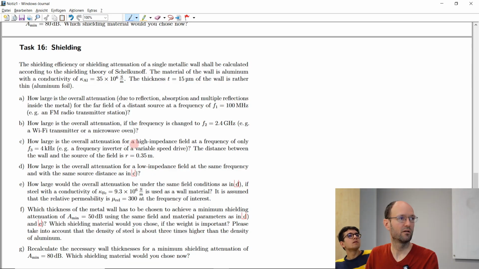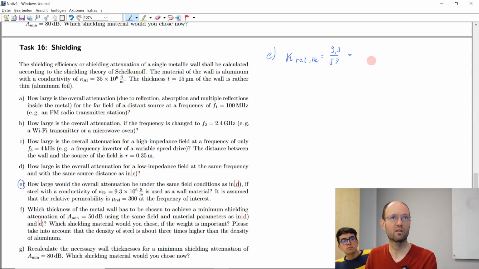And as said, take blue to continue with subtask E. So what we would need to recalculate is the relative conductivity of this steel or iron. So yeah, we take 9.3 divided by the 57 that we had from copper, and so we should get a new value. And mu relative is 300. And yeah, then we need to redo all the calculations.